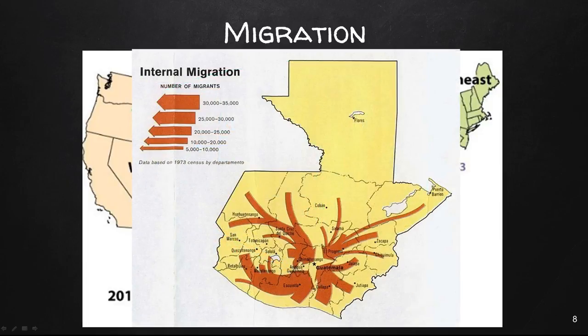Here is another example of interregional migration. The reason for this migration is for employment, where people are moving from rural to urban areas for employment opportunities. An example of intra-regional migration would be if you lived in the Pacific Northwest and moved to a different location within the Pacific Northwest.